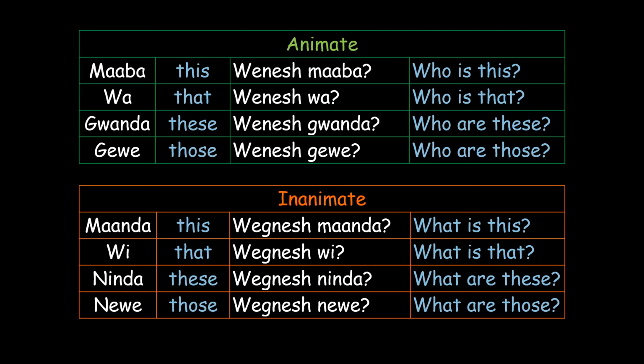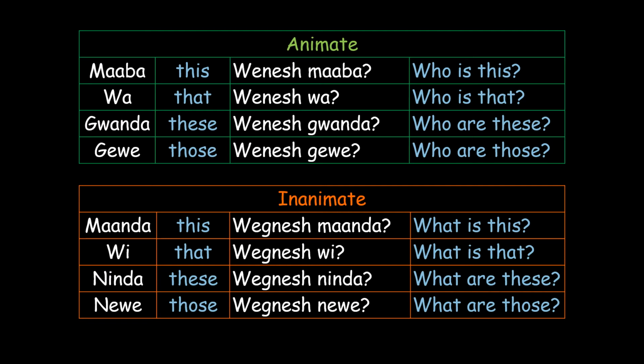It's extremely helpful to memorize the demonstrative pronouns in Anishinaabemowin as they are used often. Here we have formula charts, and let's review in the green box the animate terms. Maba, this, and the question would be, wenish maba? Who is this? Wa, that. Wenish wa? Who is that? Gunda, these, plural. Wenish gunda? Who are these? And gewe, plural, those. Wenish gewe? Who are those?